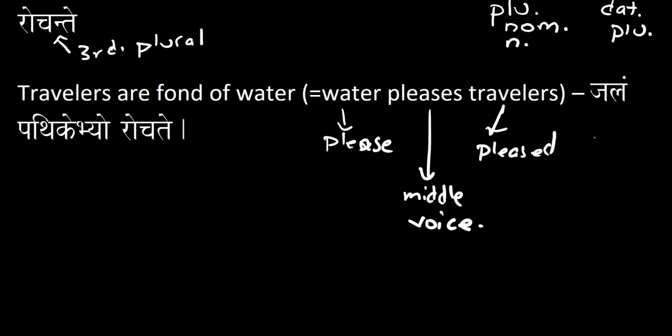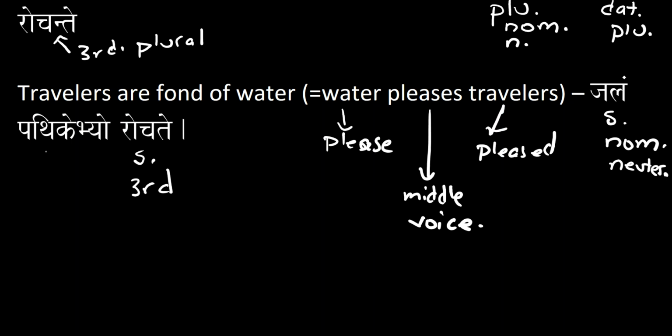So we have jalam pathikebhyo rochate. So the reason why this is singular third person is because water is singular nominative neuter. Water is the one that is doing the pleasing. So water pleases the travelers.